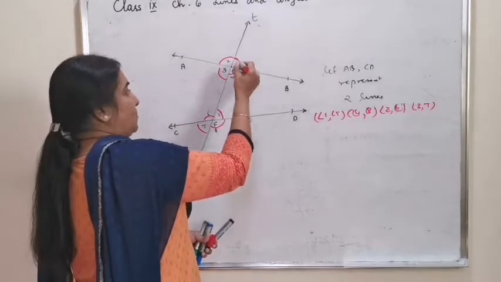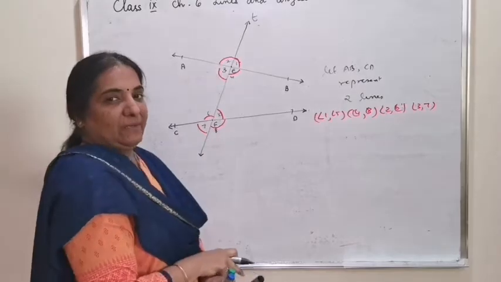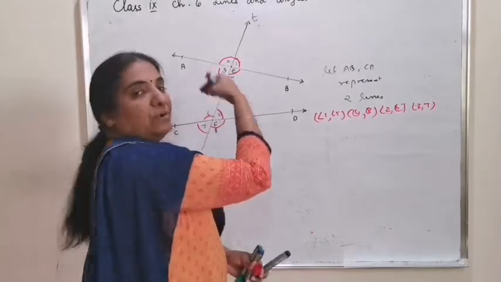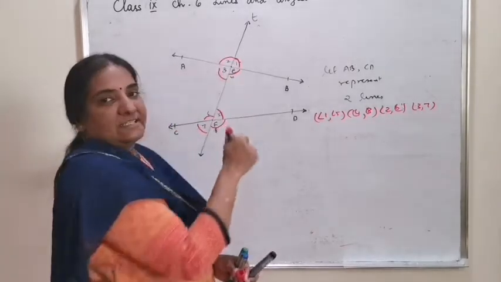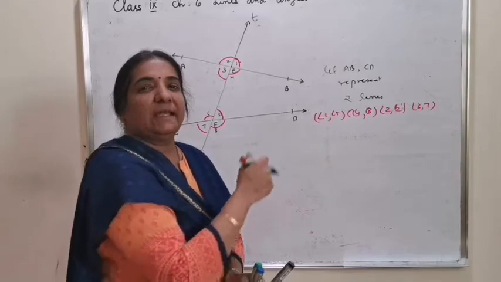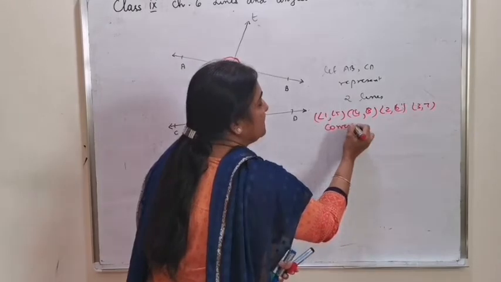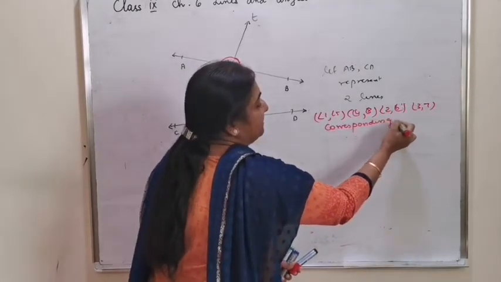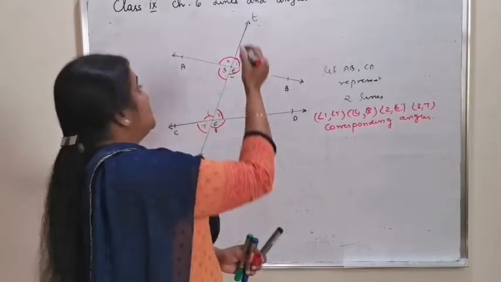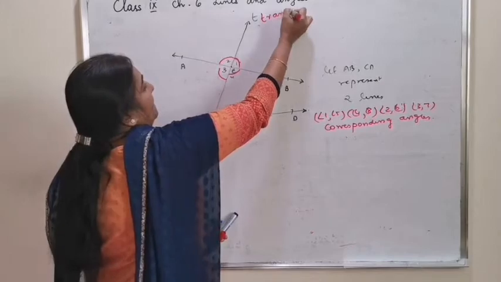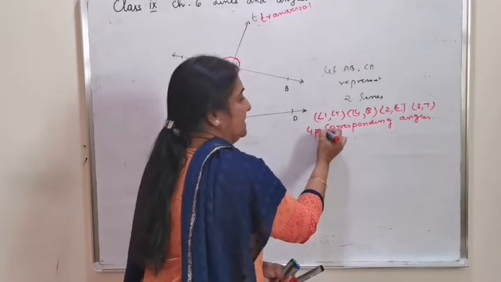The pairs of angles 1, 5, 4, 8, 2, 6, 3, 7. If you see the peculiarity, one pair is above the line, this pair is below the lines. Similarly, on the other side, the pair of angles above the line and the pair of angles below the lines, they are called corresponding angles. That means, if two lines are intersected by a transversal, there are four pairs of corresponding angles.